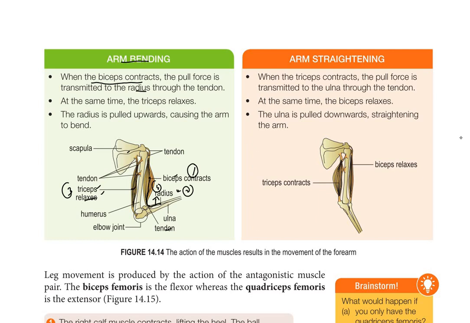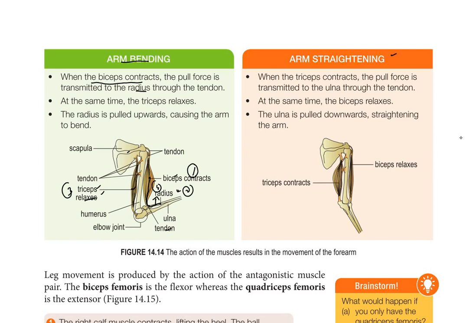So here you must remember which muscle contracts and which muscle relaxes, and then the bones that are involved. So in this case the bone is the radius. Okay, you must remember that. If you remember one process, I'm sure you can remember another process. Okay, so let us move to the arm straightening.